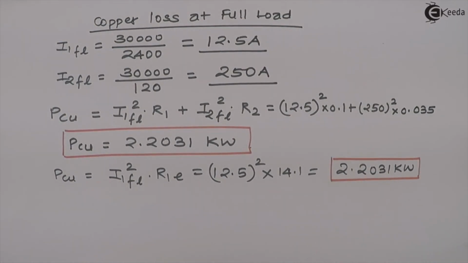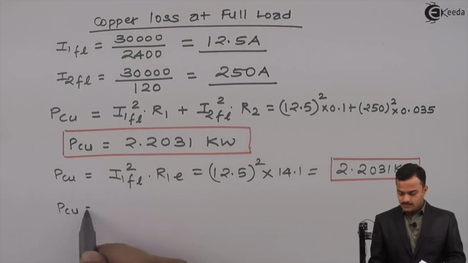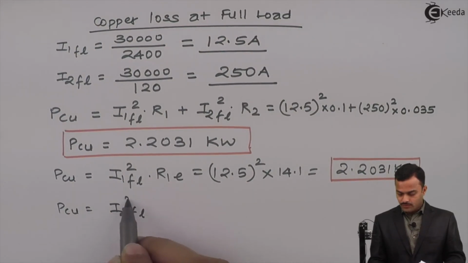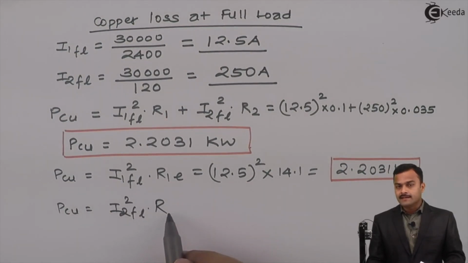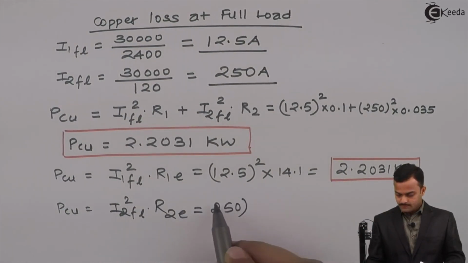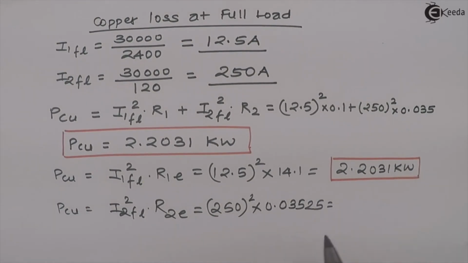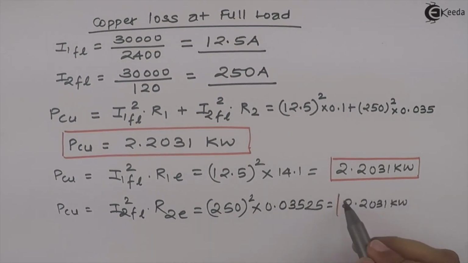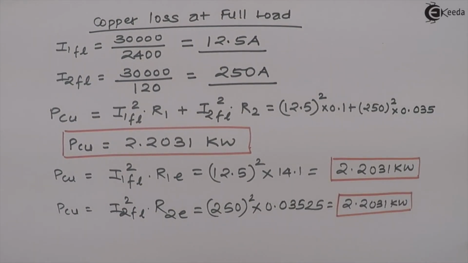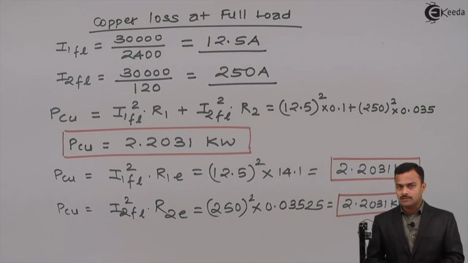Same technique I can use if I consider circuit referred to secondary side. So if I use that, it will be secondary side full load current square multiplied by resistance referred to secondary, that is R2E. So it's 250 square multiplied by R2E, which is 0.03525. If you solve, once again you will get the same answer. So depending on whatever parameters are given, use the formula to get copper loss.